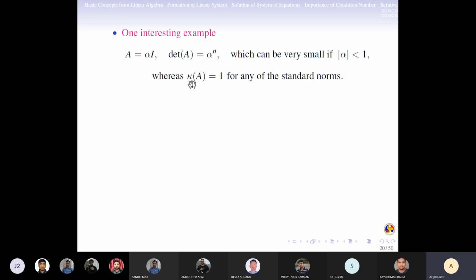But if you judge the system by the condition number, then kappa A will be 1, because norm of A will be alpha and norm of A inverse will be 1 by alpha, and that will cancel out. So that will be 1 for any standard norm. So if you judge the system by condition number, then you can say that the system is well conditioned. So we should judge a system of equations or a matrix by its condition number, not its determinant value.